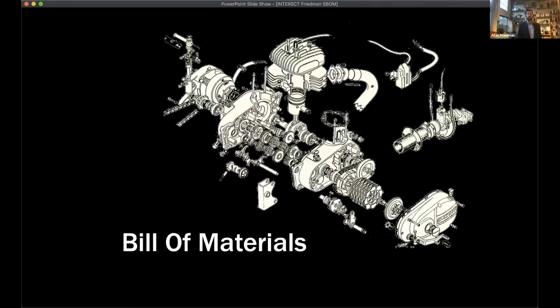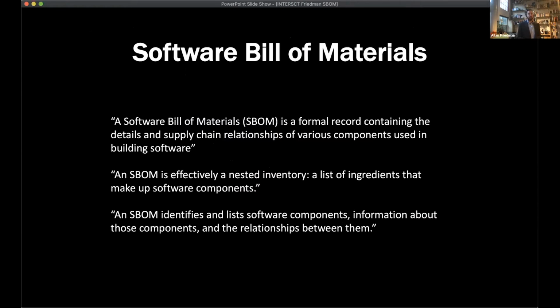In fact, there's a term, a bill of materials. No one is building any of these fancy devices that we're talking about today without first listing, here are all the widgets and sprockets that we need to build this device. So we have the idea of a software bill of materials, which is just a record that says here are the pieces of software that are going into this.